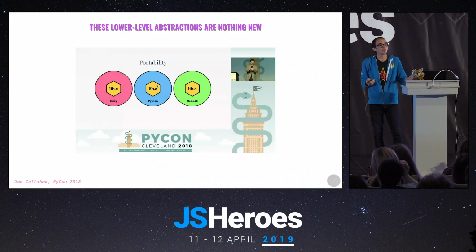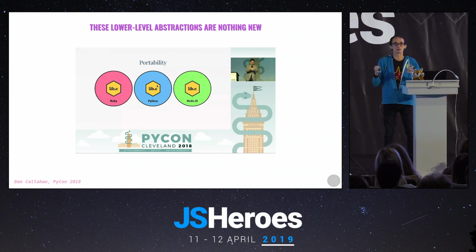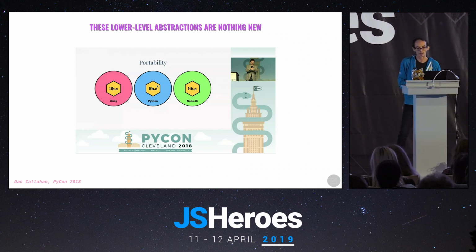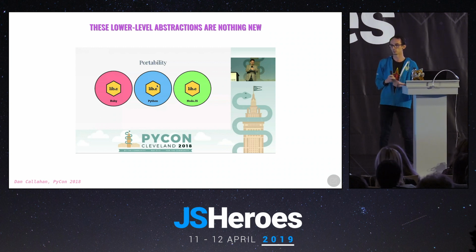And the thing is, this kind of dropping down to a lower level abstraction is nothing new. If you want to run numeric calculations in Python, Python is going to include a binary module that is going to do it for you because it's just faster. And this is not news for any language. Node.js has it, Python has it, Ruby has it. The interesting part, so this is Dan Callahan, a colleague of mine at the Mozilla DevRel team, talking at PyCon about a possible way to fix this.